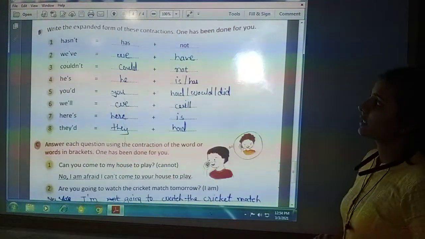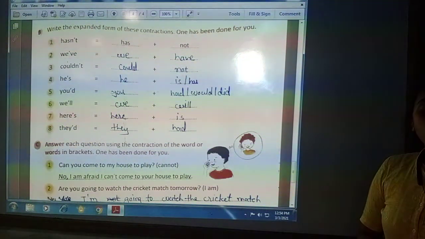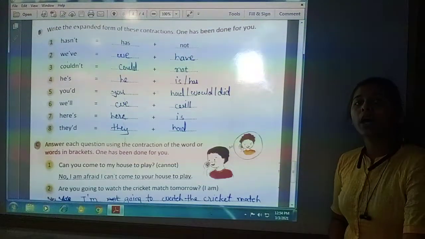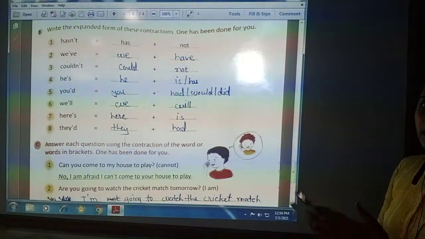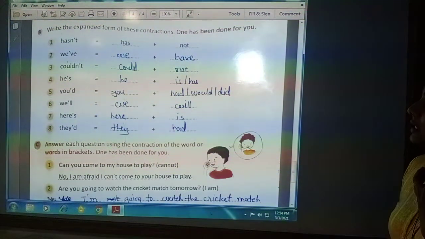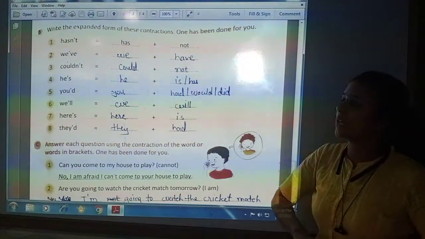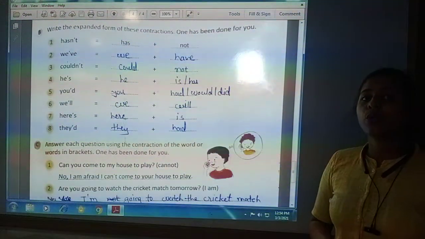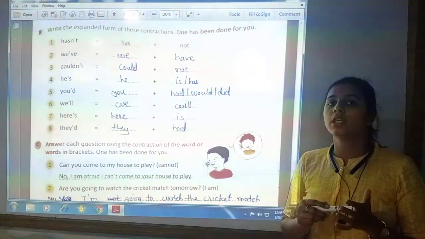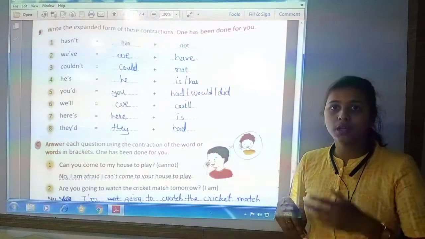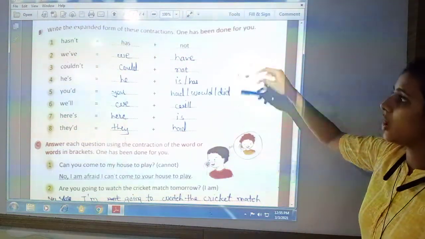Next exercise, in that a contraction is given and you have to expand that contraction. See how it is done. First one is given, hasn't. So when you see N apostrophe T, you will get it is not. So it will be written as has not.